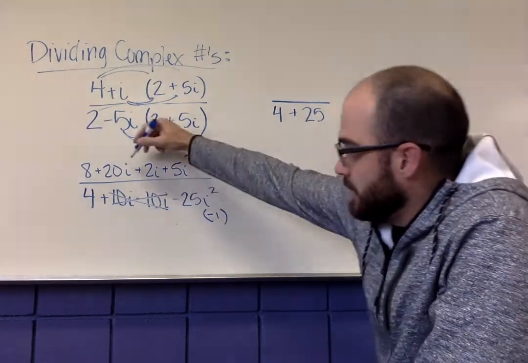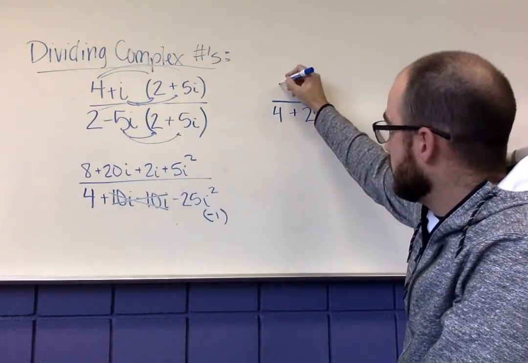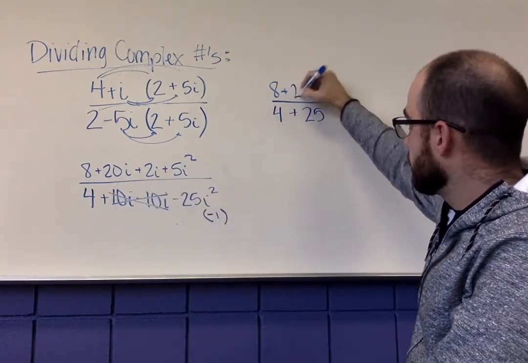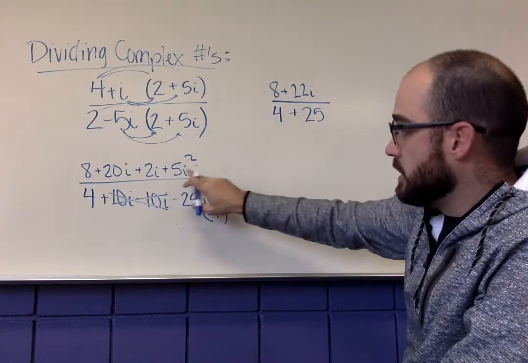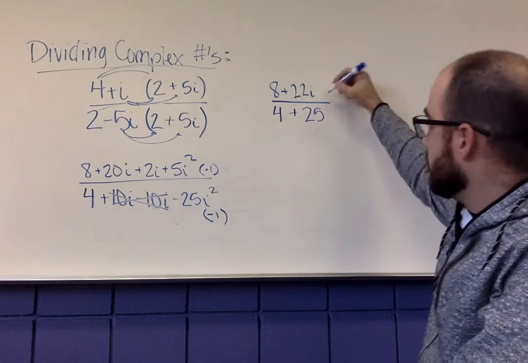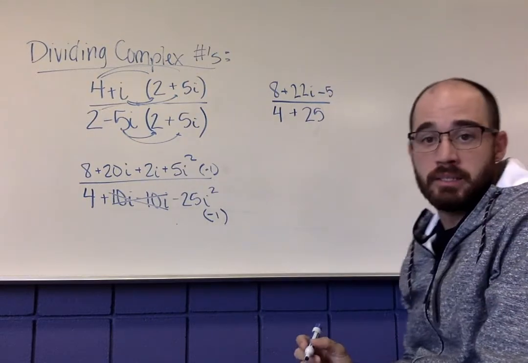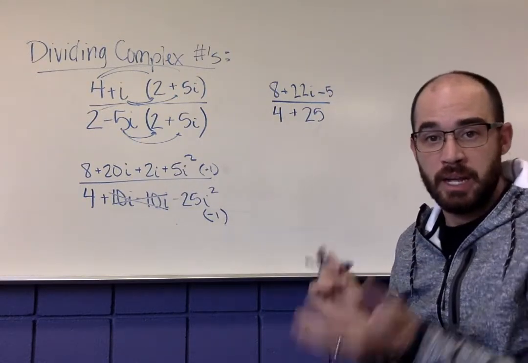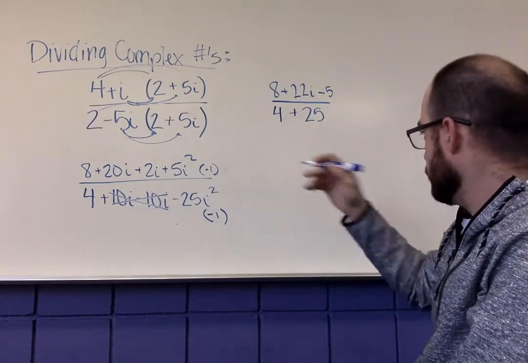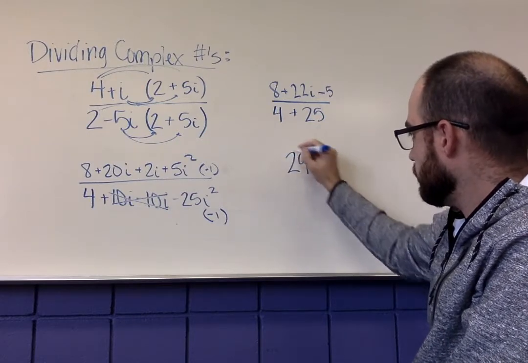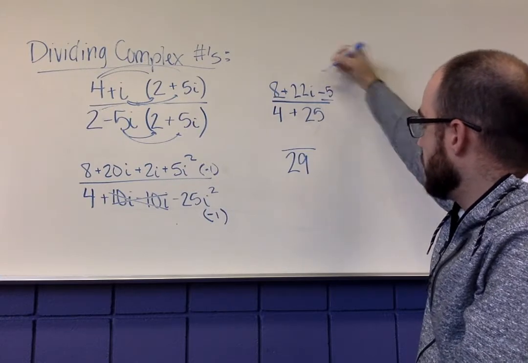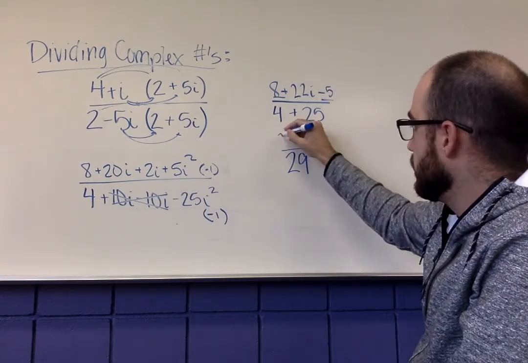Then on the top, I can combine my i's. So I have 8, then 20 plus 2 gets me 22i. And then at the end, again, I have the i squared, which is the same as a negative 1. So 5 times negative 1 is negative 5. I still have a little bit of simplifying I can do. On the denominator, 4 plus 25 gets me 29. For the numerator, I can combine my whole numbers, 8 and minus 5. So 8 minus 5 gets me 3.